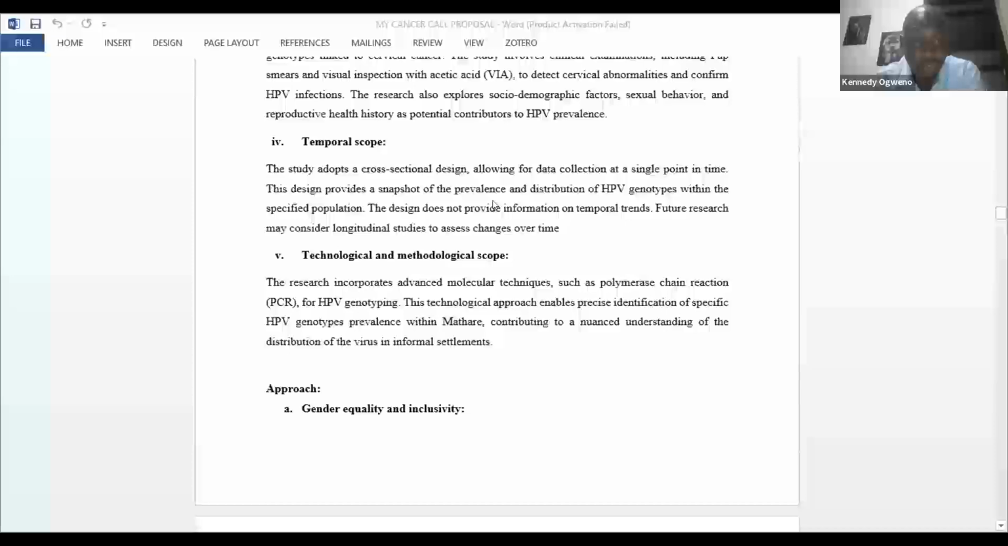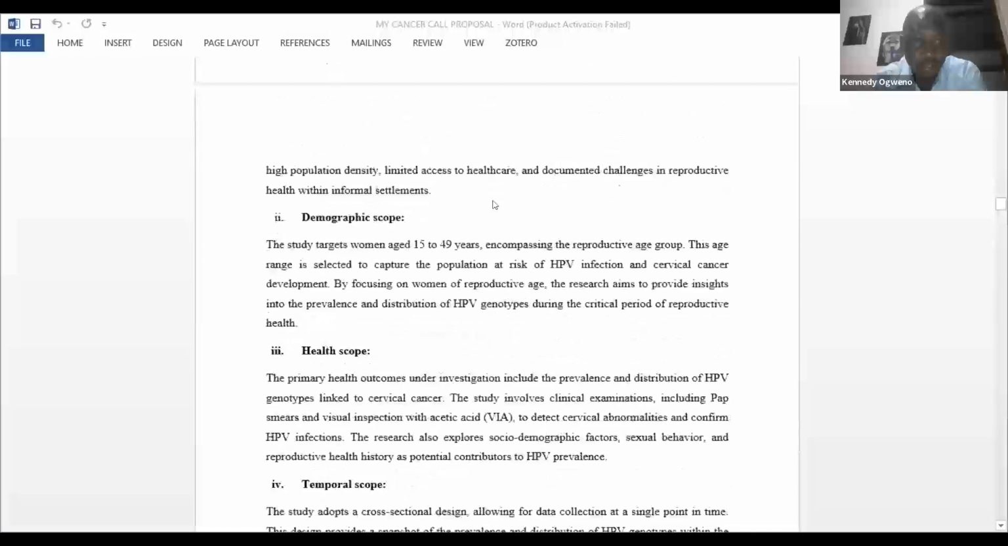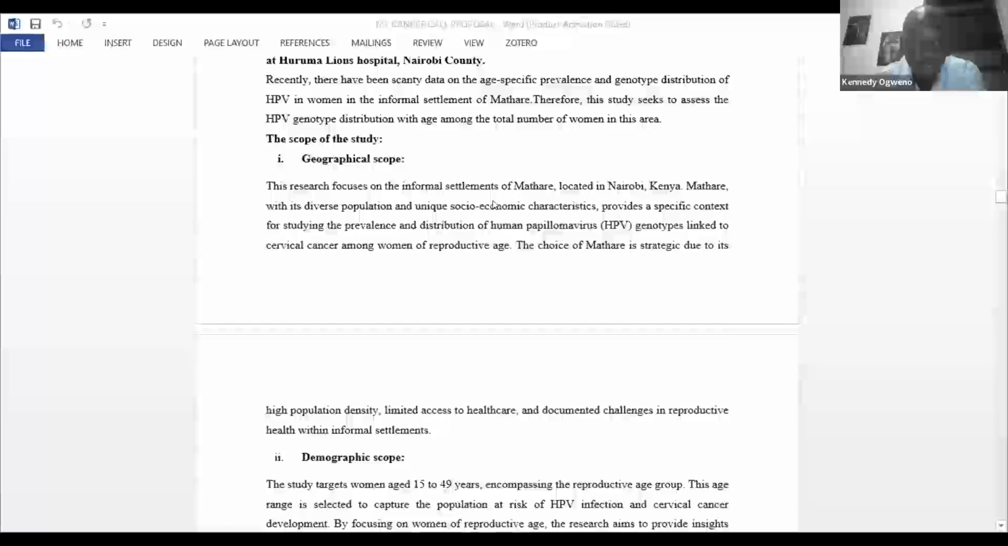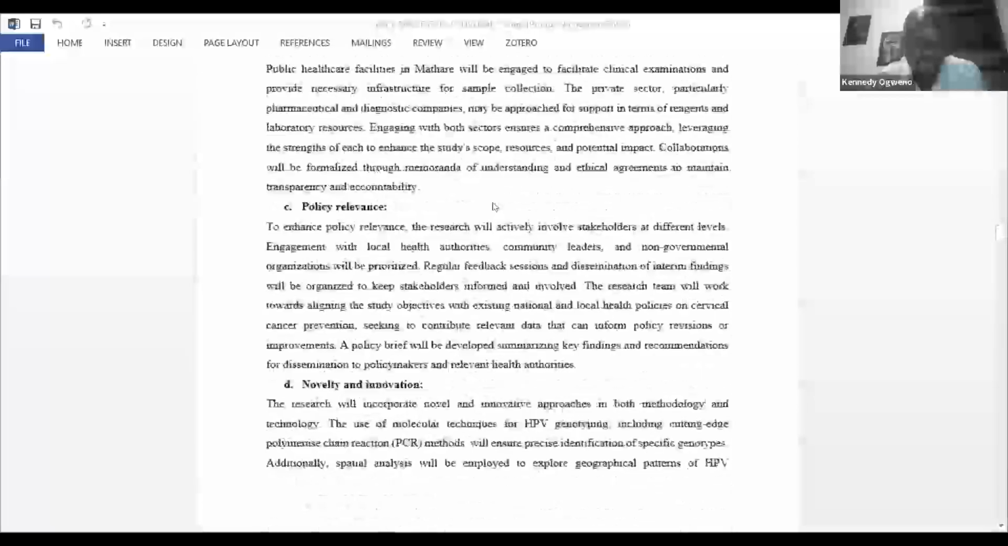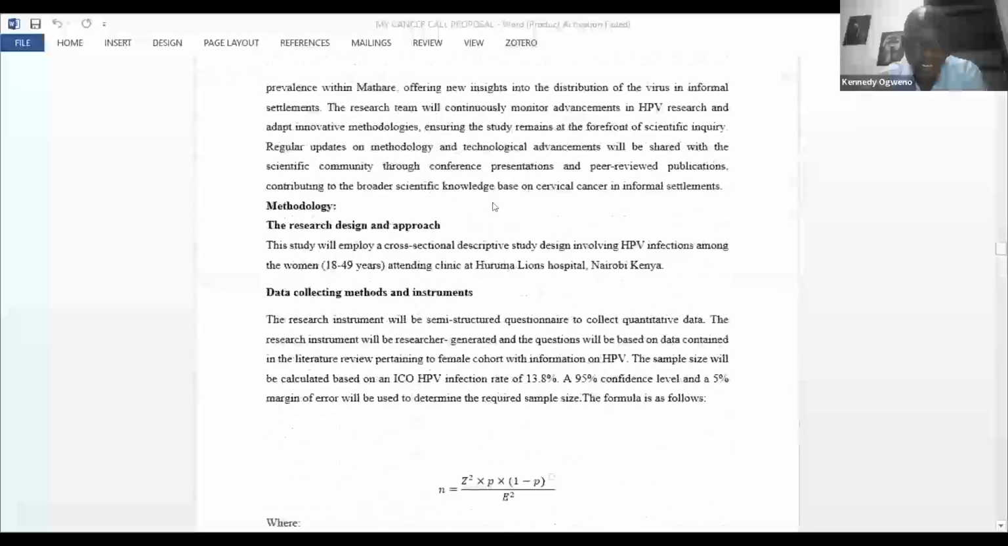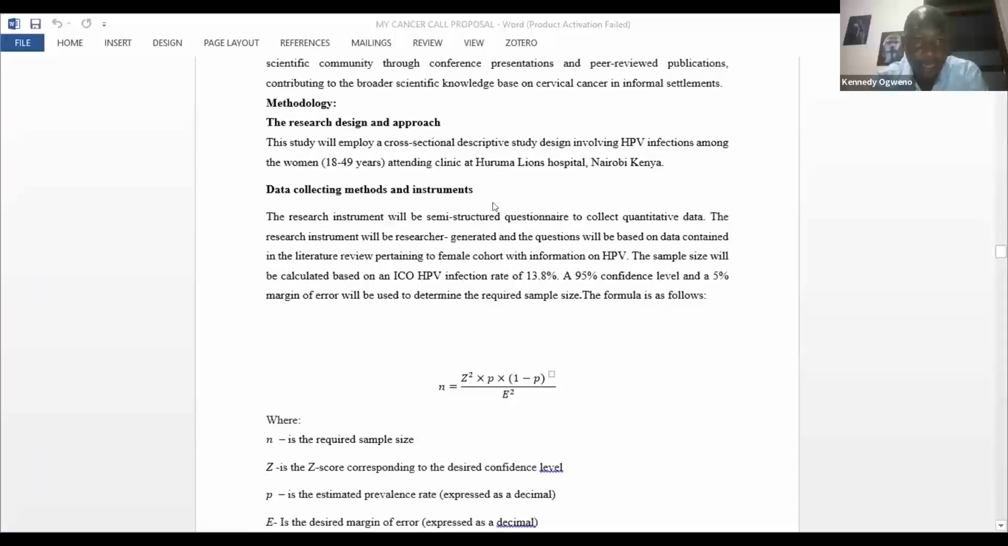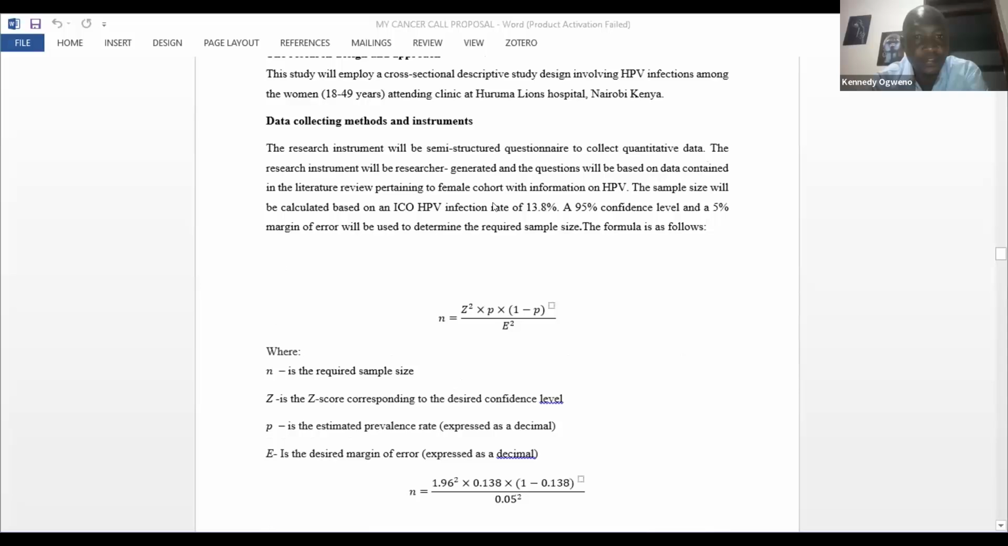So this is just how we wrote this and the methodology, okay? So I talked about, even at the methodology, how are you calculating your sample size, okay? This is a formula that was used. Sometimes we normally use Yamane's formula for calculating sample size.